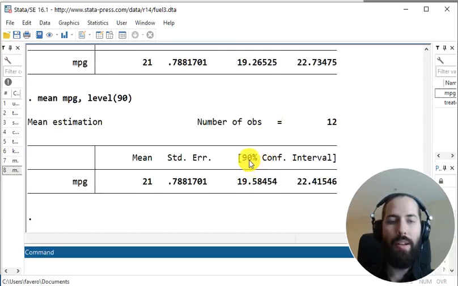Since we're willing to be wrong 10% of the time, we're only looking for 90% confidence that we're right, we get a narrower range, right? We're able to say something a little bit more precise. And so you can see that now we would say something like, I'm 90% confident that the truth is between about 20 and about 22 if we just round to 0 decimal places.